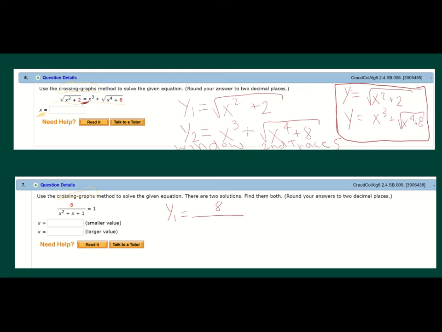This is 8 over, make sure you use careful parentheses here, x squared plus x plus 1. No matter what parentheses you use throughout this problem, if you have a denominator, you need to have an extra set of parentheses around that bottom part, around that denominator. Okay. You're going to let y2 be equal to the right-hand side of this equation, which is just 1. Very simple value for y2 in this problem.